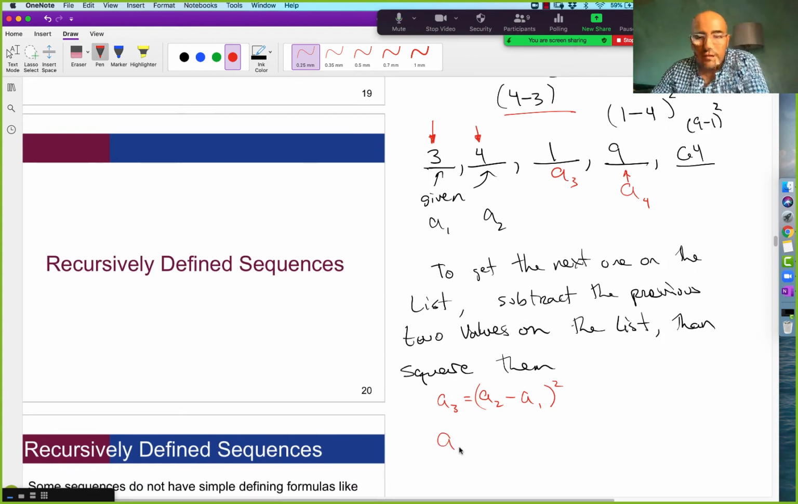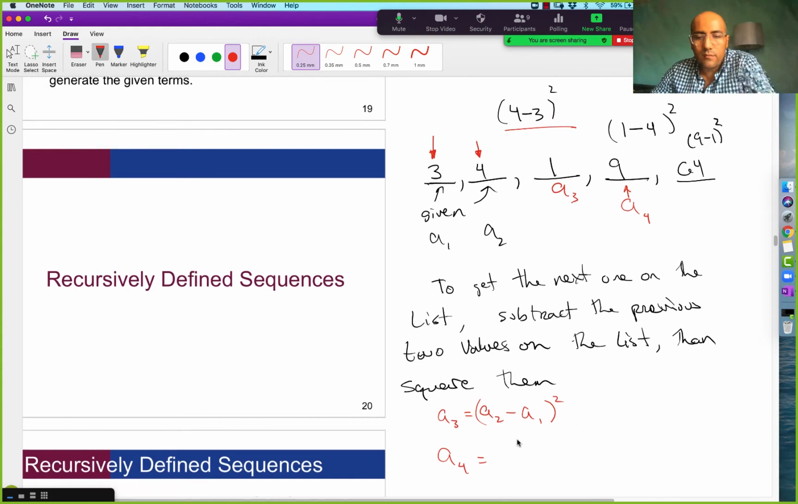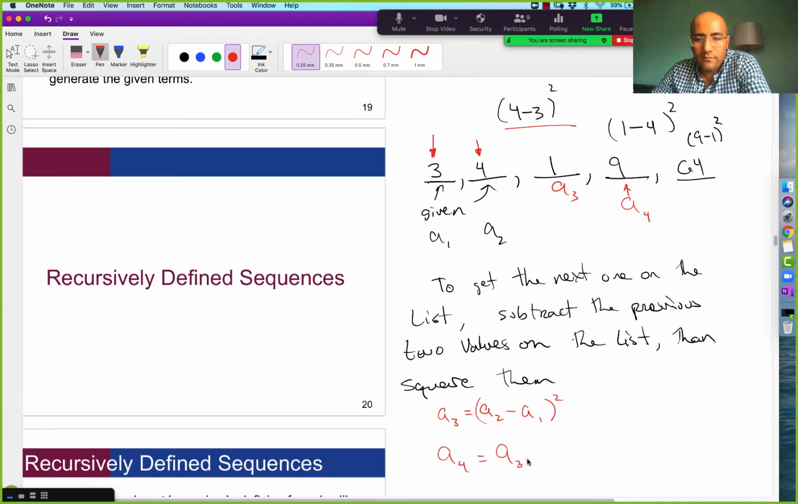To find the a sub 4, I took a sub 3 minus a sub 2 and squared it. Right? That's how I got this one. This guy is the a sub 3, and this one was the a sub 2. And then I squared it. To find the a sub 5, I took a sub 4 minus a sub 3 and squared it. And that's how I found this one, a sub 5.